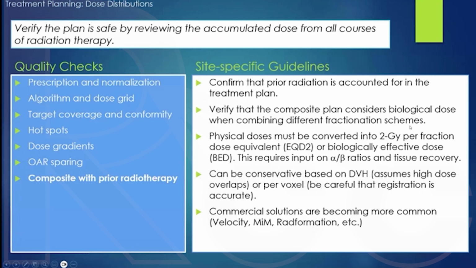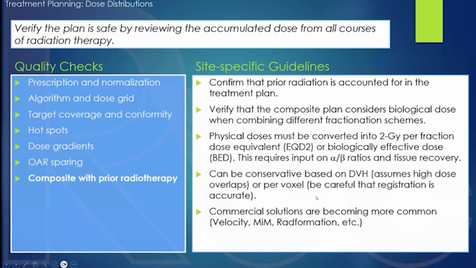Now, the biological modeling, this is done by converting physical doses to 2 gray per fraction equivalent doses, or EQD2, or to biologically effective doses, BED. And depending on the organ at risk, there may be clinical data that's better for either EQD2 or BED. So you may have to do both in clinical practice. And so this requires input on the alpha beta ratios and any tissue recovery factors accounting for healthy tissue repair between the prior RT and the current plan.